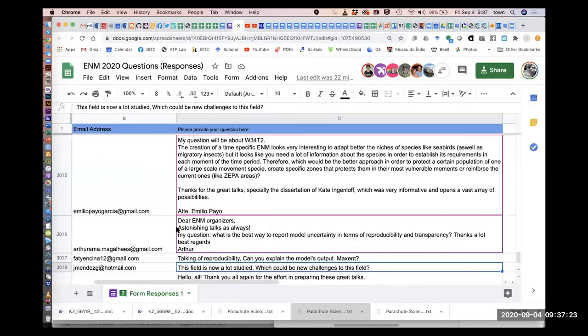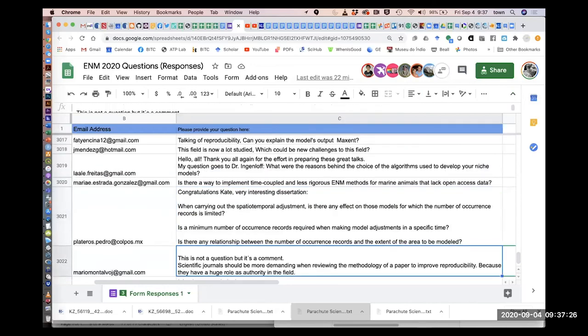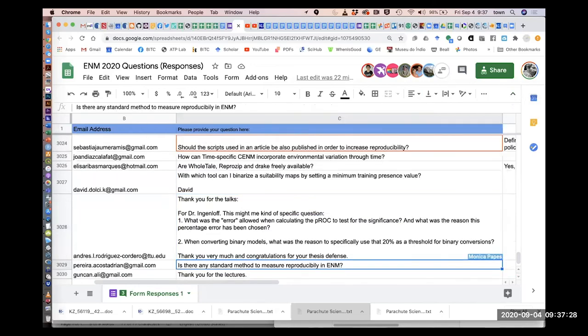I was interested in a question that was asked for Maria Luisa. I don't know if you don't mind, Maria Luisa, it's question 3029. And it's short. The question asks, is there any standard method to measure reproducibility in ENM? And I thought it was an interesting question. So I don't know if Maria Luisa, you want to comment on this.